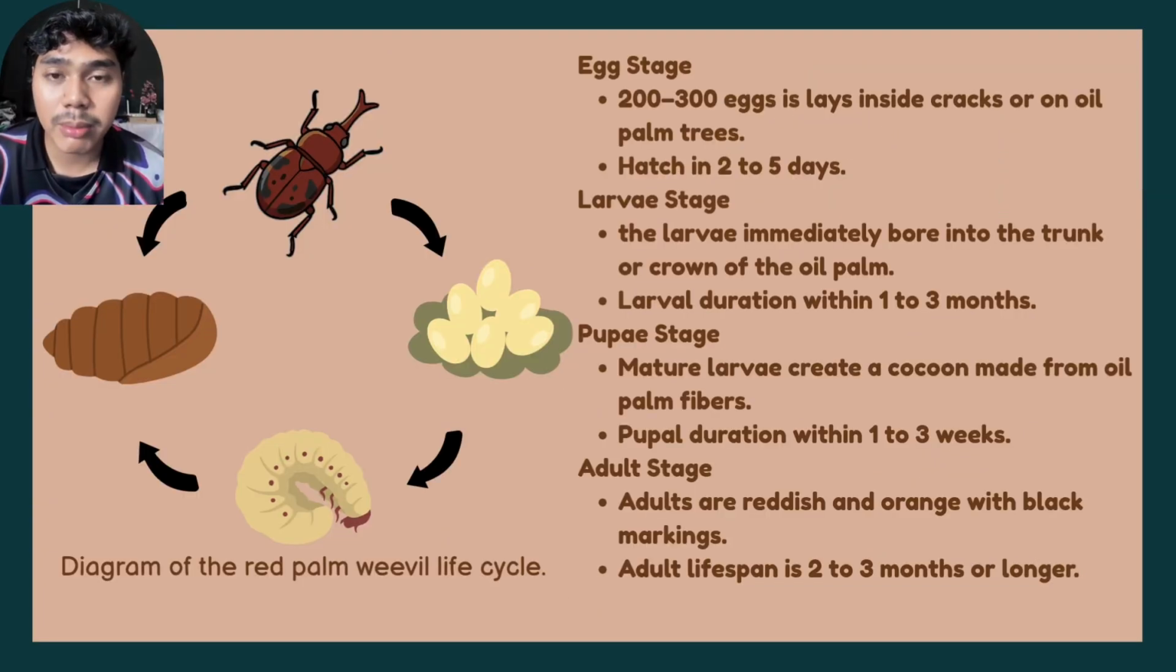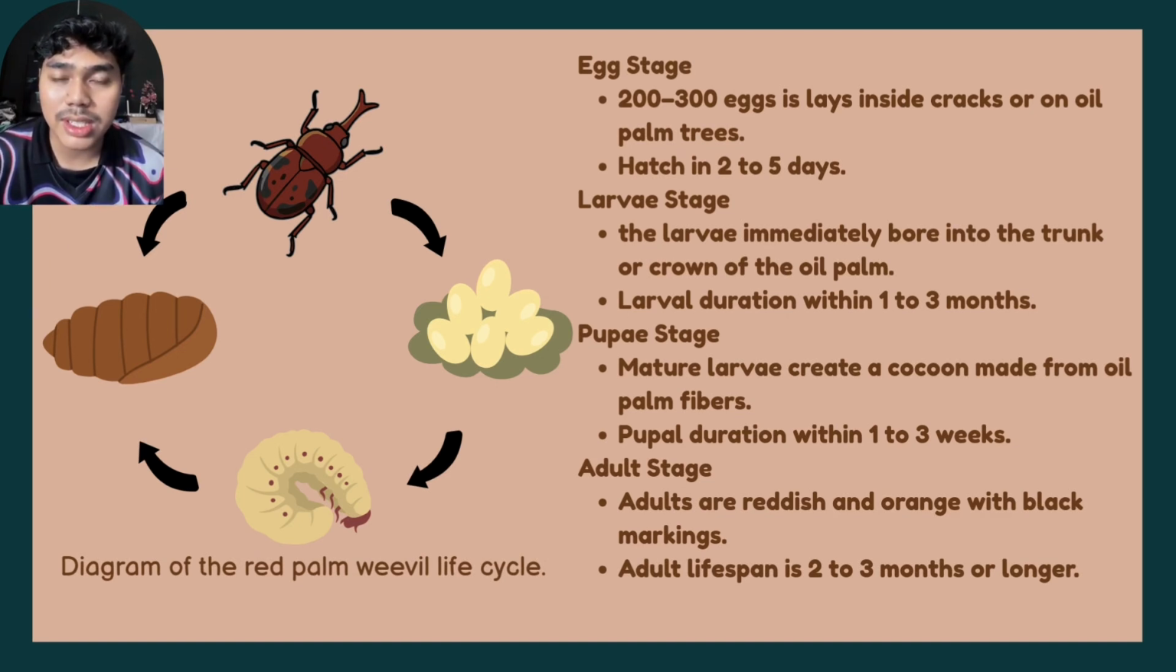Now, I will explain about the life cycle. The first stage is the egg stage. The female red palm weevil will produce 200 to 300 eggs laid inside cracks or on the oil palm tree. The eggs will hatch in 2 to 5 days. Next is the larval stage. The larvae immediately bore into the trunk or crown of the oil palm. The larval duration before changing into pupae is 1 to 3 months.